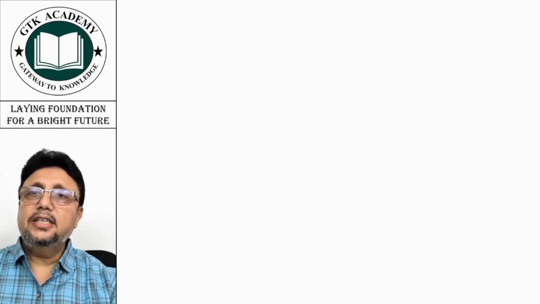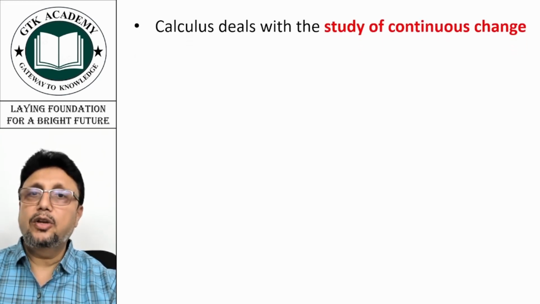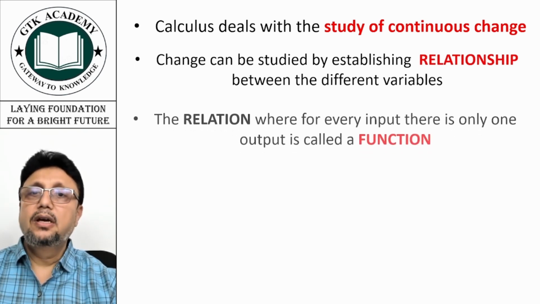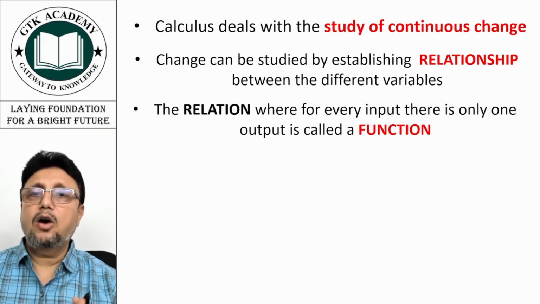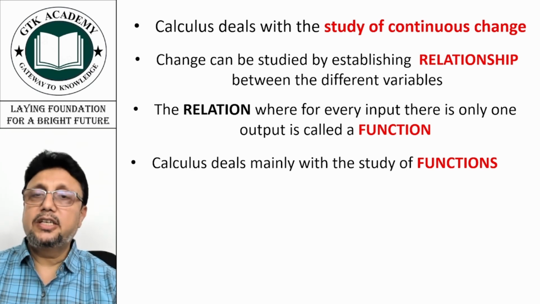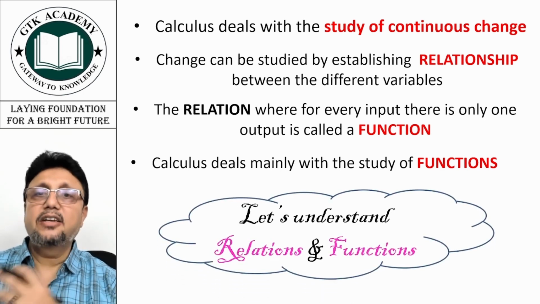Now, as we already said in our introductory note, calculus deals with the study of continuous change, and change can be studied by establishing relationships between different variables. A relation for which every input has only one output is called a function. And calculus deals mainly with the study of functions. So let us understand functions and relations, because with this statement you can conclude how important they are in calculus. So let's understand them.